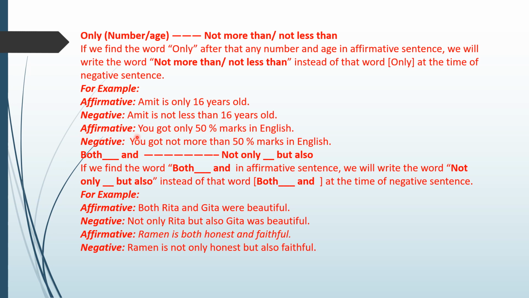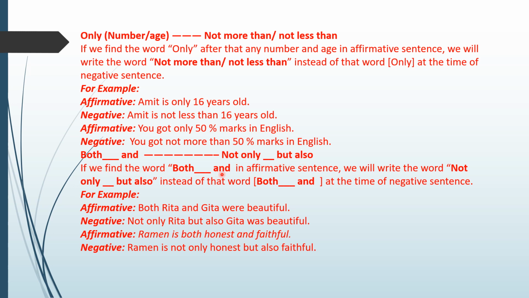The next example, in the affirmative, you got only 50% marks in English. So the negative you could write, you got not more than 50% marks in English. So remember children, if there is only and there is a number and an age, then in the negative you will either write not more than or not less than. The next example, if there is both and, then in the negative you will write not only but also.